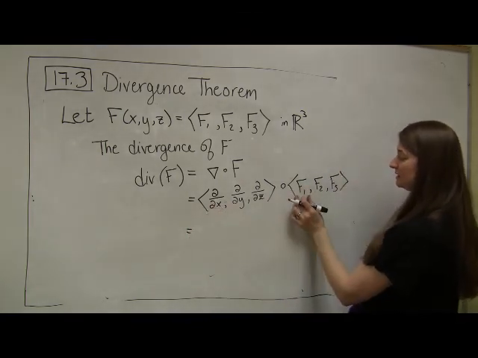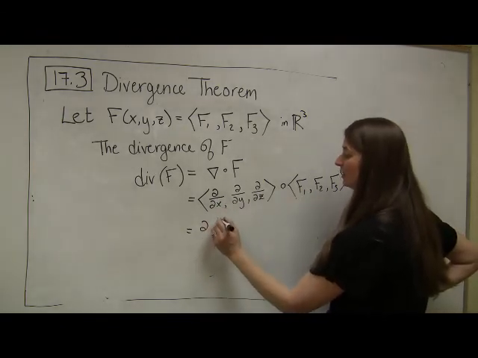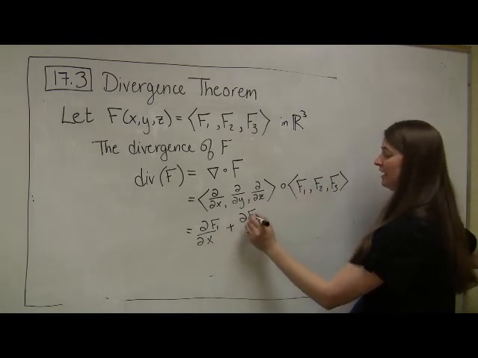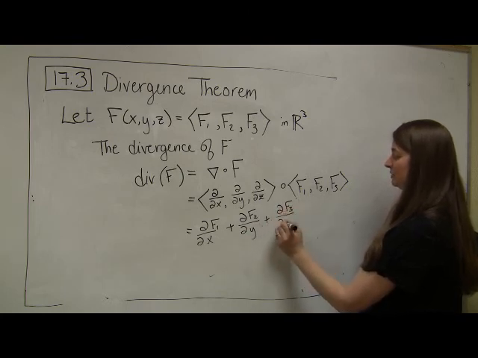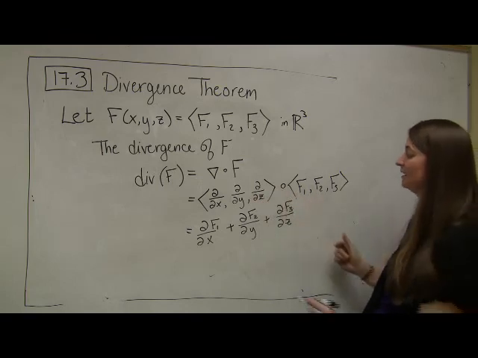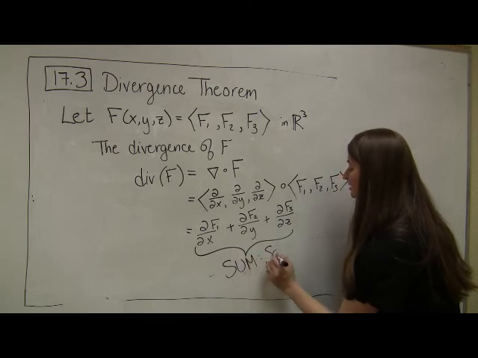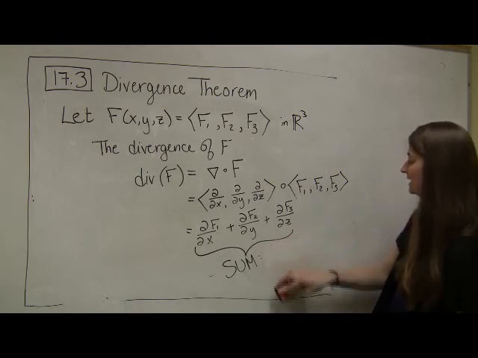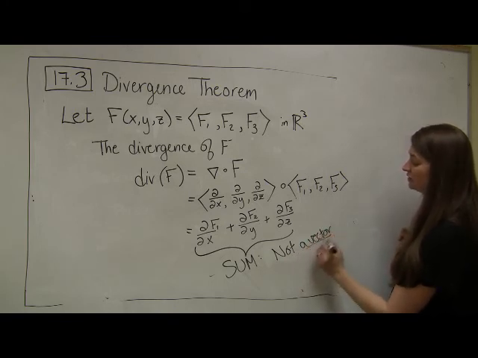what does this dot product give me? It's the product of the first terms, and in this case, that product is going to be the operation of the partial derivative with respect to x on the first component function, plus the partial derivative of f2 with respect to y, plus the partial derivative of f3 with respect to z. Recall, because this is a dot product, this is a sum. So it's a scalar. It is a scalar, not a vector.